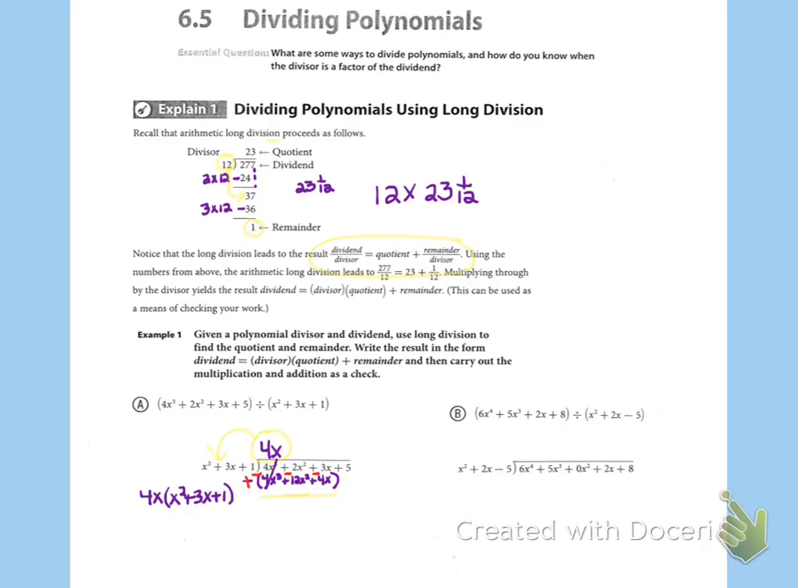I'm going to add the 2x squared and the negative 12x squared, and that's a negative 10x squared. I'm going to add the 3x and the negative 4x, and that makes negative x. And then I'm going to bring down the next term, which is the plus 5. And now I'm going to see how many times this divisor goes into this polynomial, into negative 10x squared minus x plus 5. So I'm going to start the whole process over again.